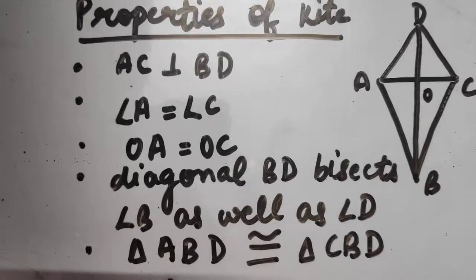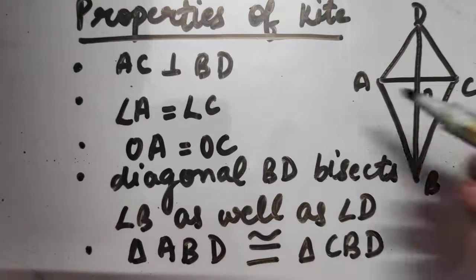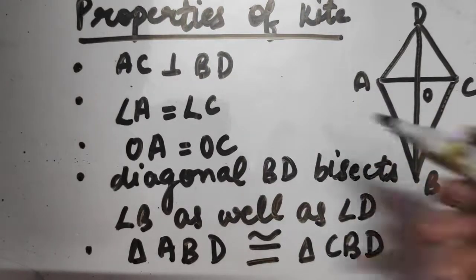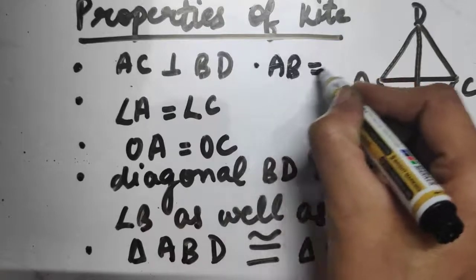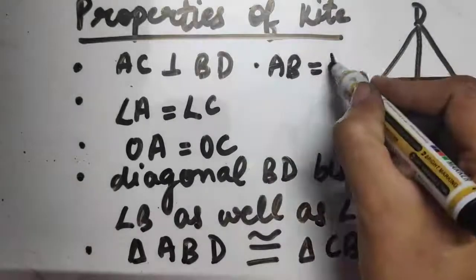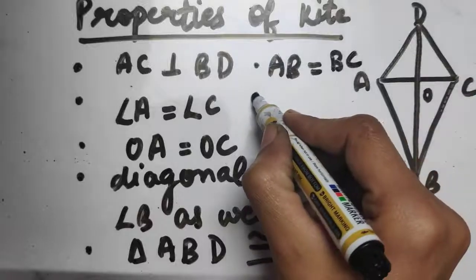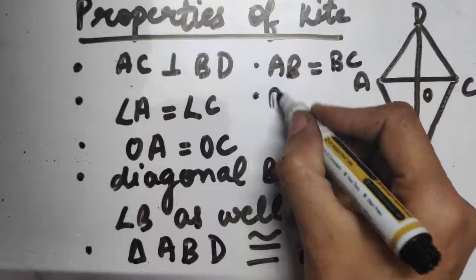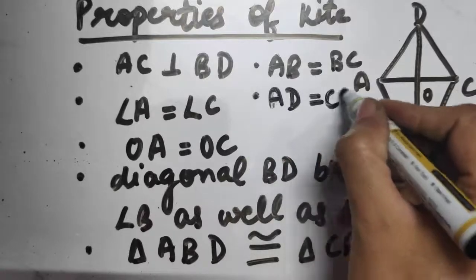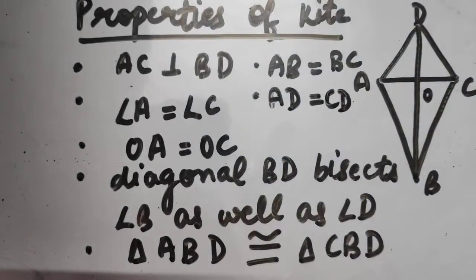Therefore, triangle ABD is congruent to triangle CBD, and we have studied in the definition of a kite that AB is equal to BC. These are the properties of a kite also, which we have studied in the definition. AD is equal to CD. So these are all the properties of a kite.